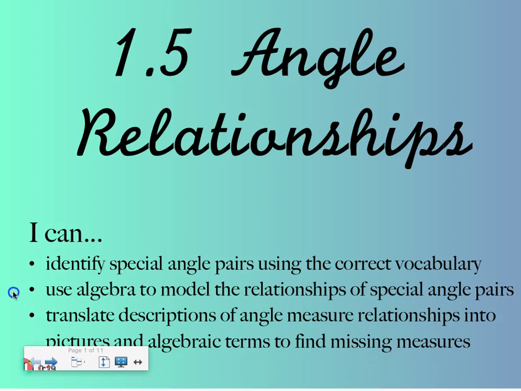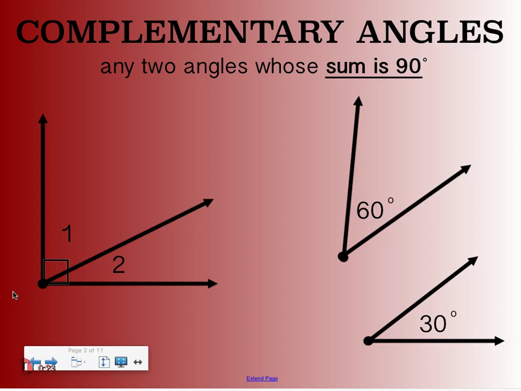So let's see, I think our first one is complementary angles. So complementary angles are just any two angles that add to 90 degrees. So as long as they add to 90 degrees, they are considered complementary. Yep, you're drawing these two examples in your little graphic organizer. Yep, complementary.